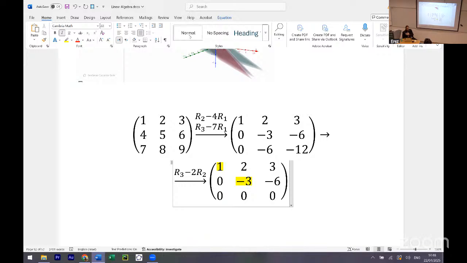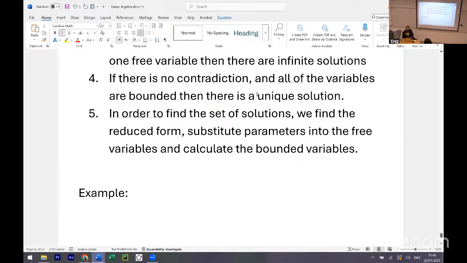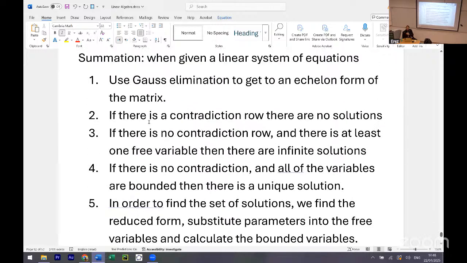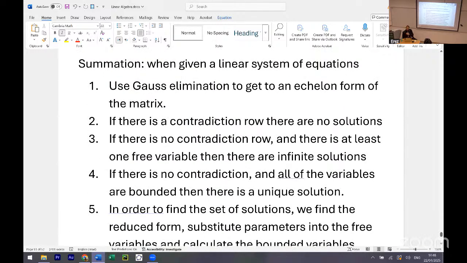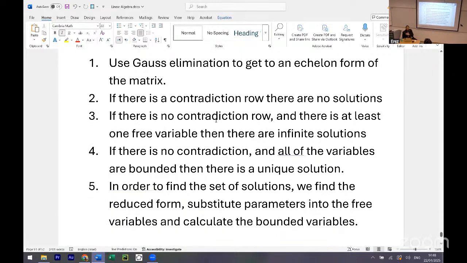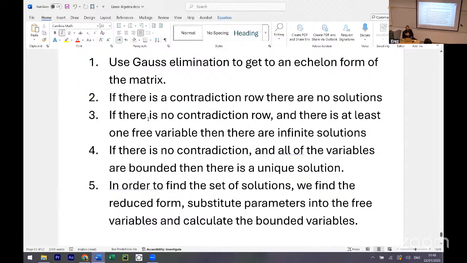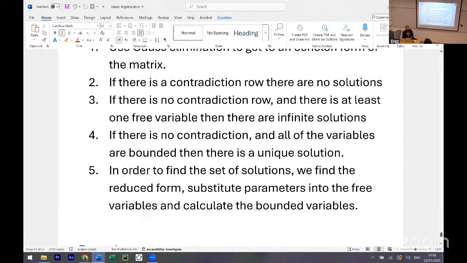That's the end of step 1. It tells me how many solutions I have. Step 2 is irrelevant because the contradiction row will only appear in a non-homogeneous system. There couldn't be a contradiction row here. Steps 3 and 4, sorry, go together.